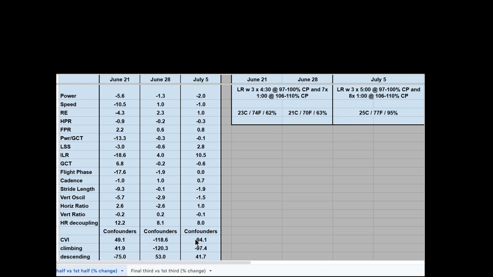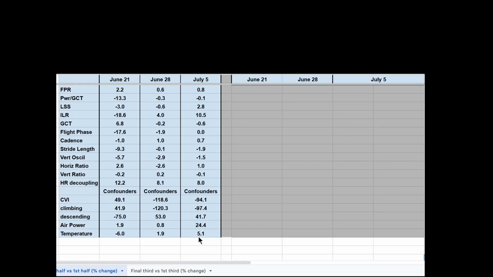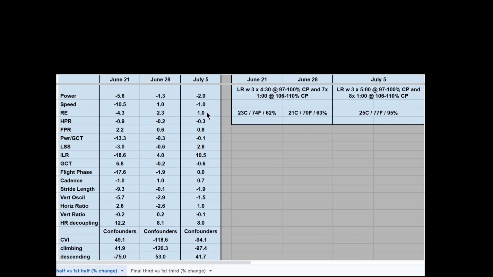So we can see that the route was somewhat similar to the prior week. Air power actually increased, which would lower the running effectiveness. That would be the confounder there. So even though the course characteristics were similar, the air power increase would lower the running effectiveness. So again, this number is more consistent with the confounders.